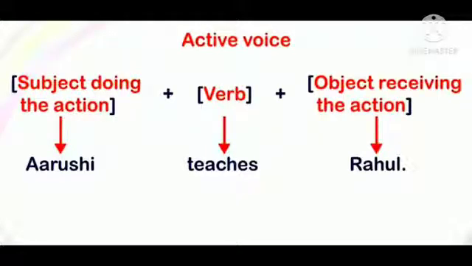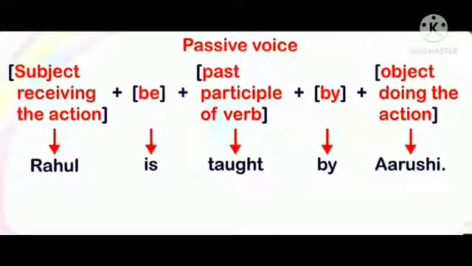Now, here you can see the sentence is written in active voice. The sentence is Arushi teaches Rahul, where Arushi is the subject that is doing the action, teaches is the verb, and Rahul is the object of the sentence, means receiving the action. Now, if we want to write the same sentence in passive voice, the sentence will be Rahul is taught by Arushi, where Rahul is the subject that is receiving the action, verb be is, past participle of teach is taught, by, and then the object that is doing the action is Arushi.